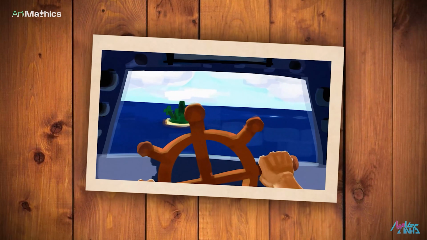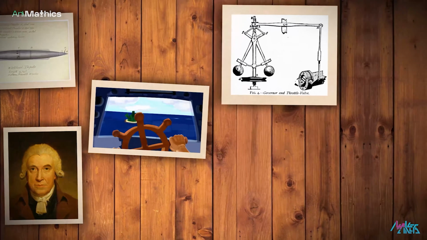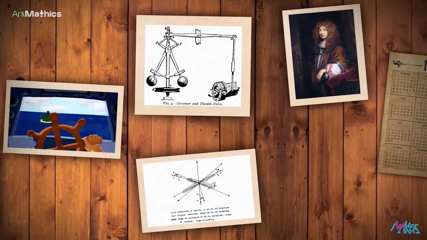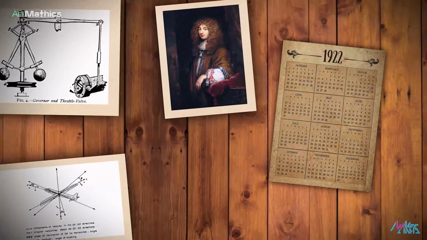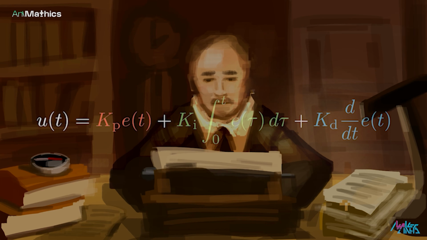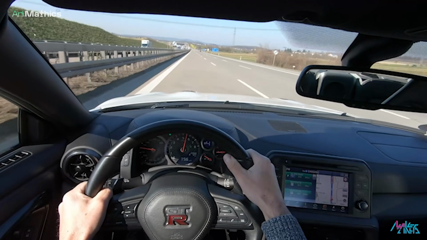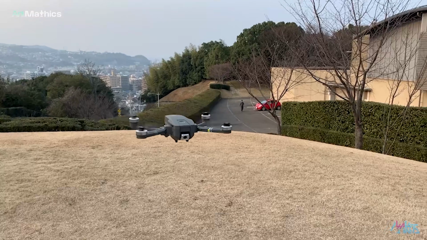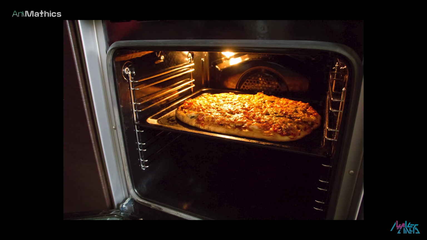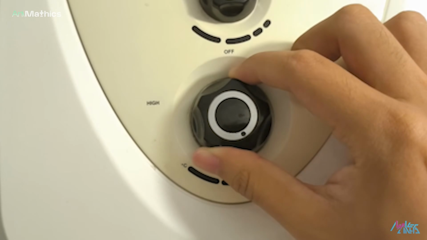But this isn't just a nuisance for sailors. For hundreds of years, this seemingly simple problem has plagued some of the greatest minds of physicists and mathematicians. Then, in 1922, a Russian-American engineer invented a mathematical equation so simple yet so important it's been used in all automatic systems: cars, ships, rockets, drones, and even the air conditioner and oven inside your own home. In fact, it works so naturally that every time you press the gas pedal or adjust the shower temperature, you've probably been using the same principle unknowingly.